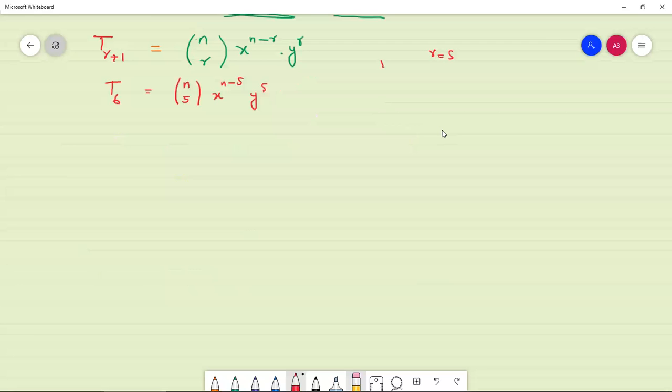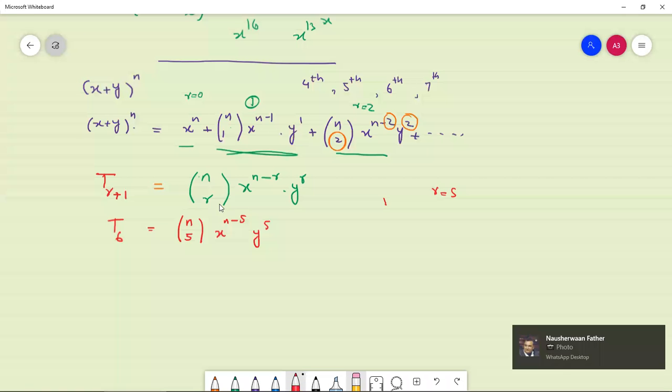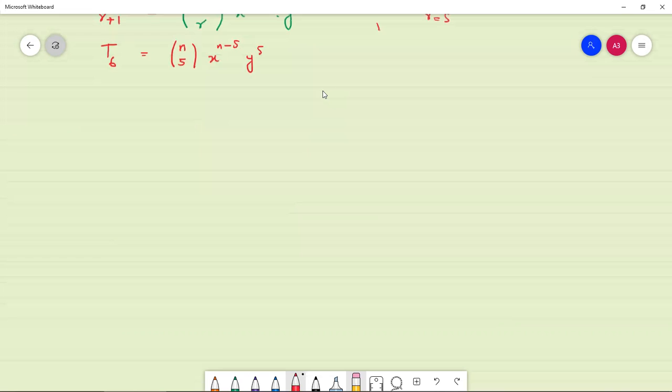This is the formula of the general term. So remember this formula. We can just deduce this formula from this sequence. This is not a new formula. This is the general term of the binomial theorem: nCr, then x power n minus r while y power r. So now look at this.